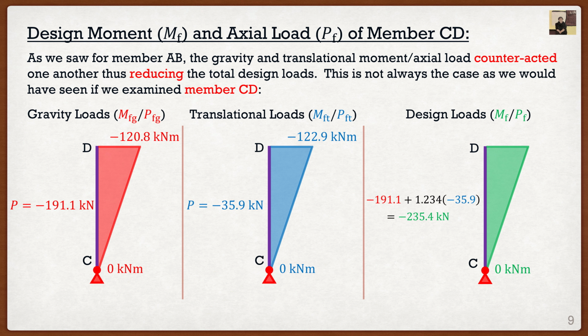And the same thing happens for the moment. I take my gravity moment, which was negative 120.8, I amplify it by 1.34 multiplied by negative 122.9, and I get negative 272.5 kilonewton meters. So this is again just me emphasizing, pay attention to sign convention. Some members will have their design loads lowered due to second order effects. Other members will have their design loads increased due to second order effects.